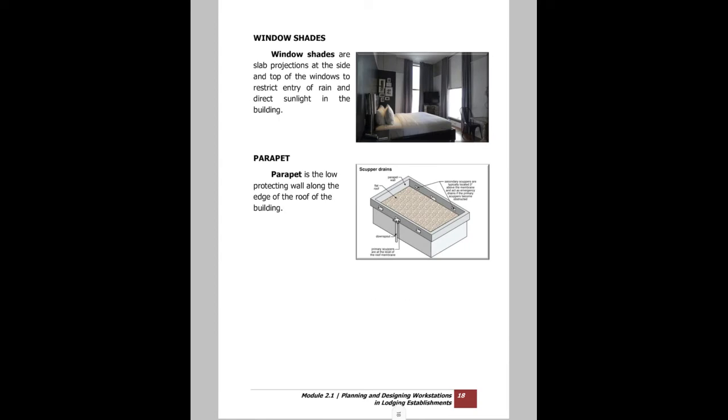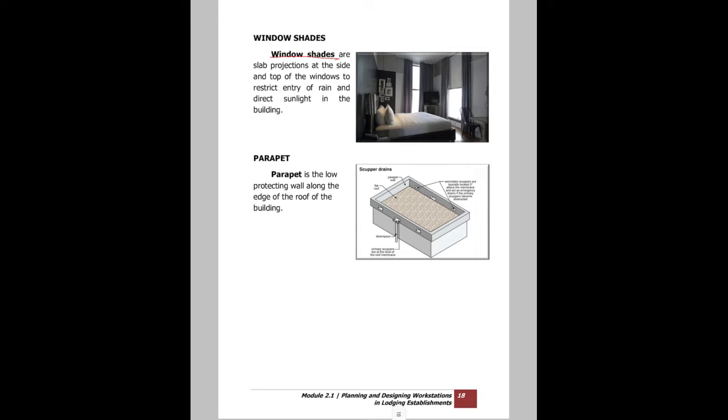Next one is the window shades. Window shades are slab projections at the side and top of the window to restrict entry of rain and direct sunlight in the building. So, nakakatulong din siya for us to prevent yung pagpasok ng ulan sa kwarto or sa mismong establishments. And of course, para matakpan natin yung sunlight.